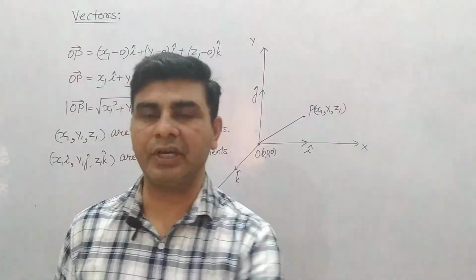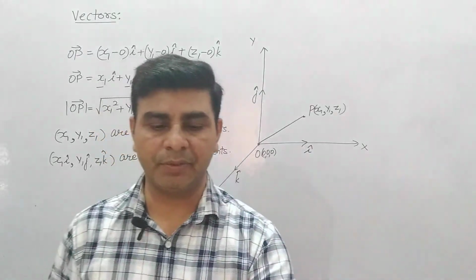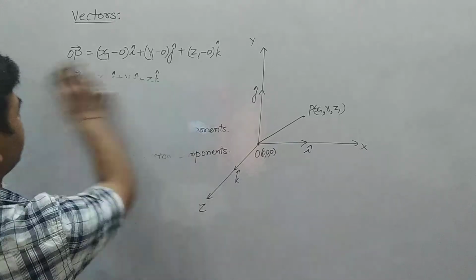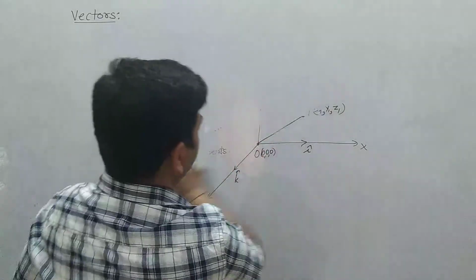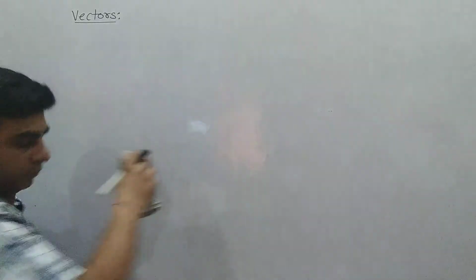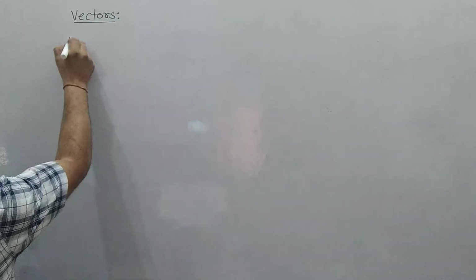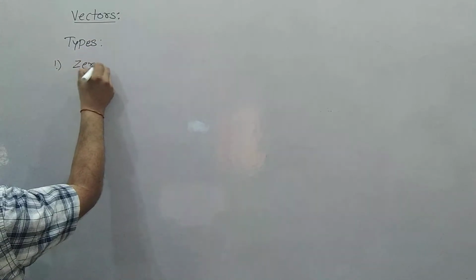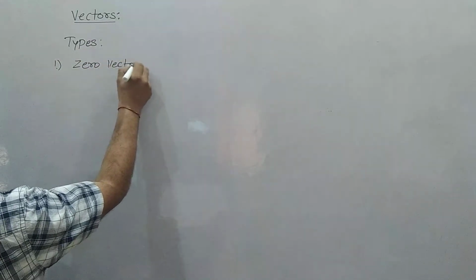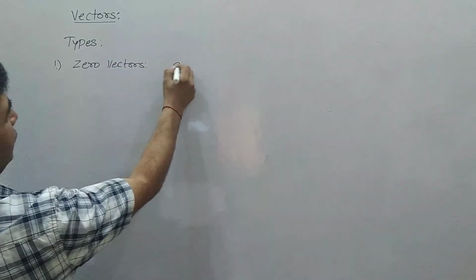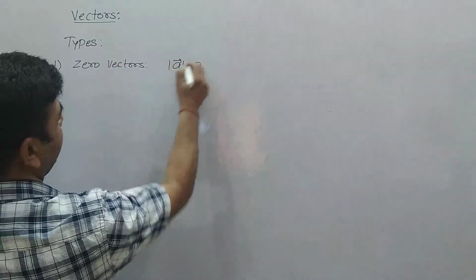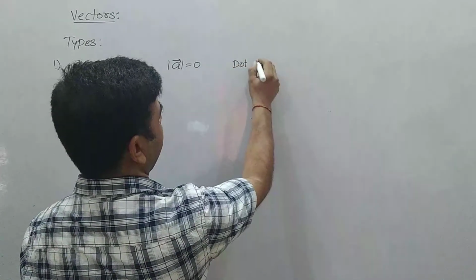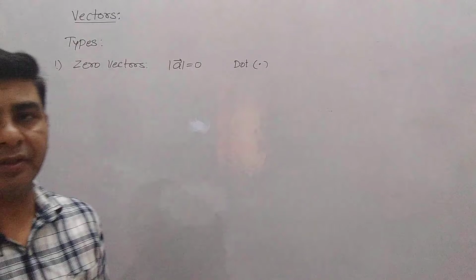Let me discuss the types of the vectors. Now we will discuss about the types of the vectors. Let's start with the first type of the vectors, which is your zero vector. Types of the vectors: number 1 is zero vector. The vector having magnitude equal to 0 is known as zero vector. A dot is an example for this zero vector.